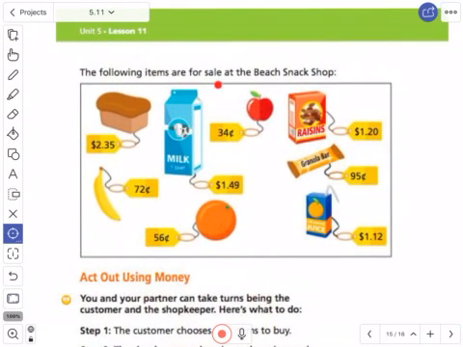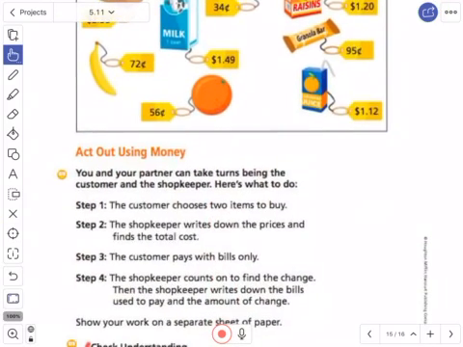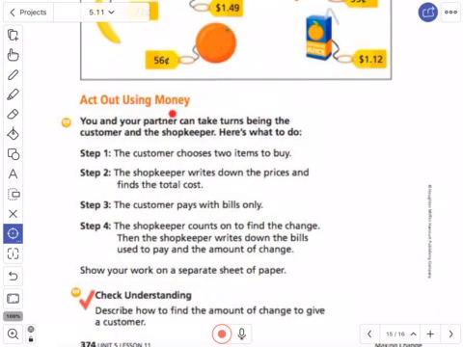The following items are for sale at the beach snack shop. Oh boy, it'd be fun to go to a beach. So just all these different things have different prices. There's a price tag for each of them. Like the orange is 56 cents. And here it is. So act out using money. You and your partner can take turns being the customer and the shopkeeper. Here's what you do. The customer chooses 2 items to buy.